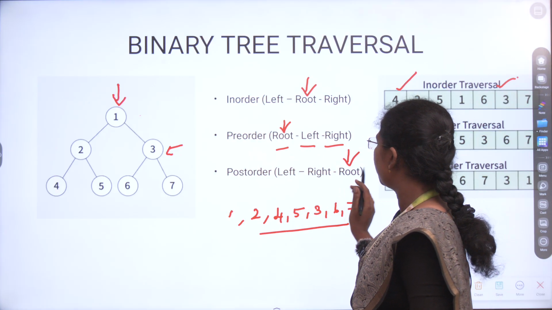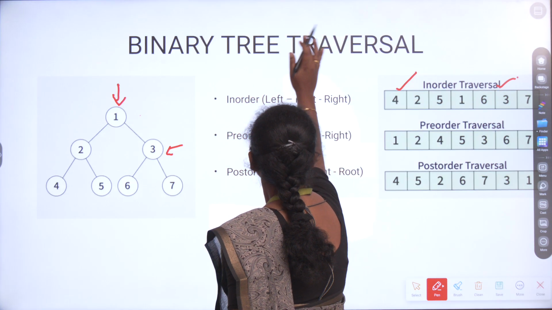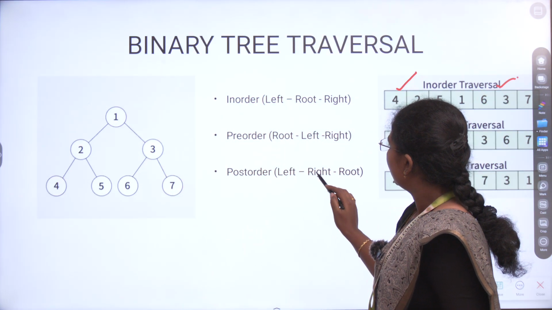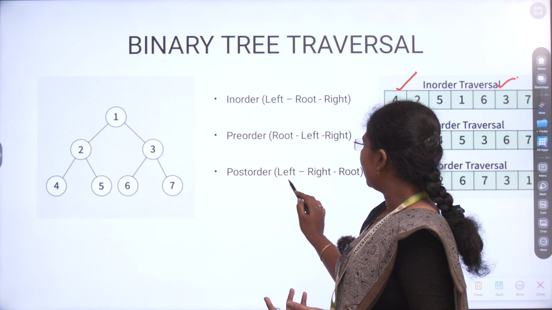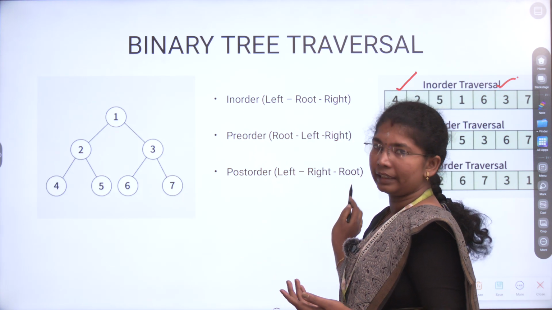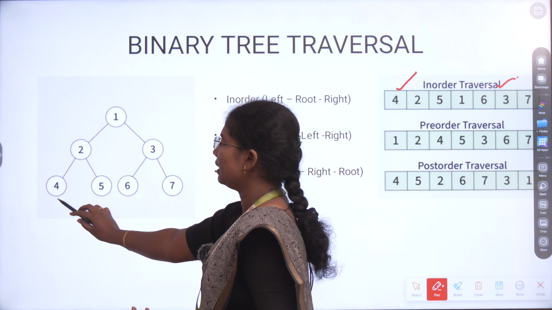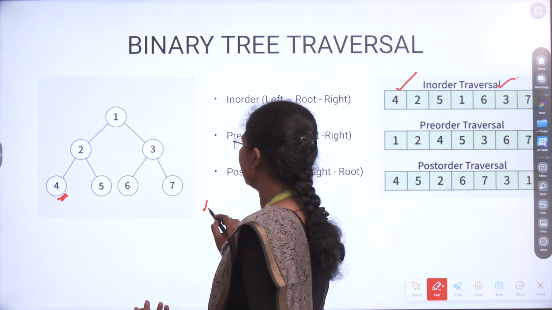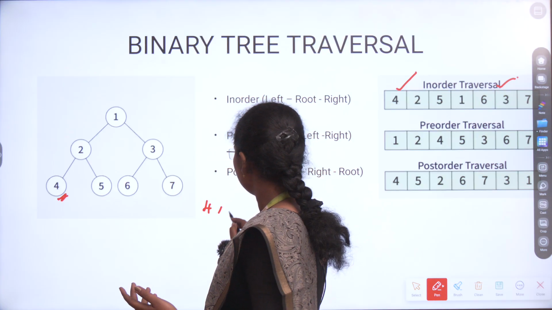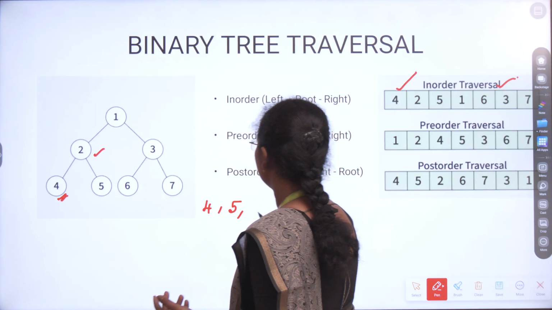Next we are moving to post-order. What is post-order? It is like a pre-order but left, right and root. We are just going to traverse in the way left, right and then root. First we are coming to the left side. So 4. 4 is in the leftmost corner. So we are just writing 4. Then right. Right is 5. So 5. Then the root. Root is 2. So we are writing 2.